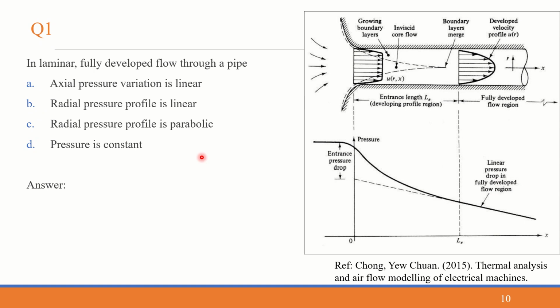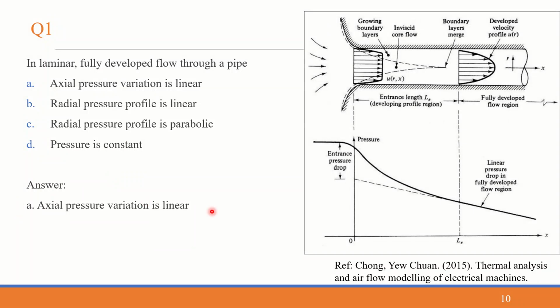So axial pressure variation is linear is the right answer. Option A is the right answer. Axial pressure variation is linear. So the answer to question 1 is, in a laminar fully developed flow through a pipe, axial pressure variation is linear.